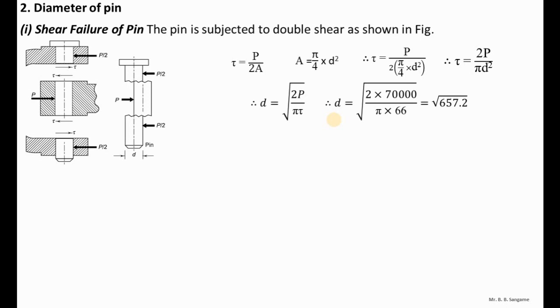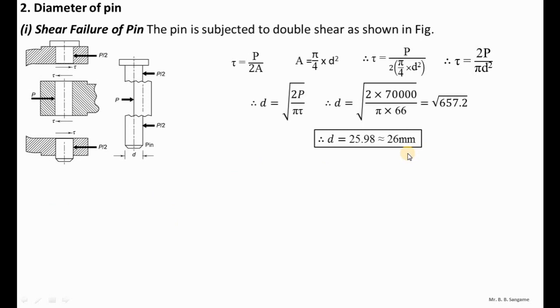D is equal to 2 into 70,000 divided by pi into 66. This is the permissible shear stress which we have calculated at the initial stage of the problem. So by calculation I found that the diameter of pin is 25.98. So I have rounded it to the next digit, 26 mm. So here I am going to take the diameter of pin as 26 mm.